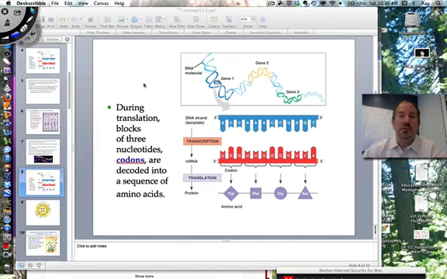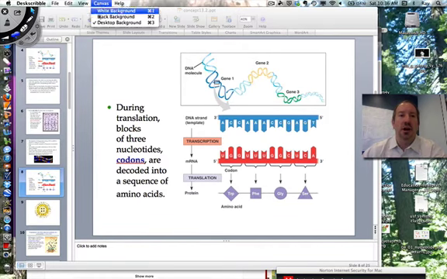Hi everyone, it's Mr. Sinti, and today I'm going to talk to you about the classic process of translation, which is the second half of protein synthesis. It's where messenger RNA, ribosomal RNA, and transfer RNA all come together to make a protein or a polypeptide. And it happens on a ribosome in the cytoplasm.